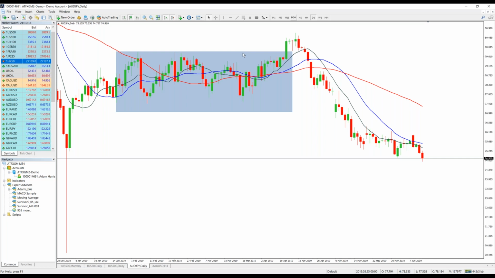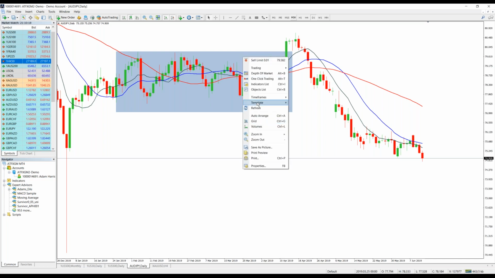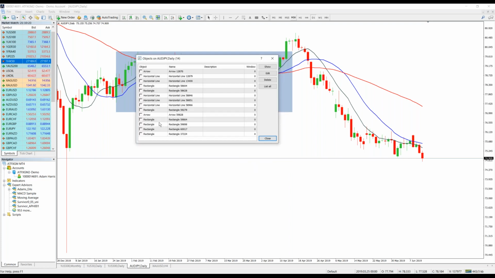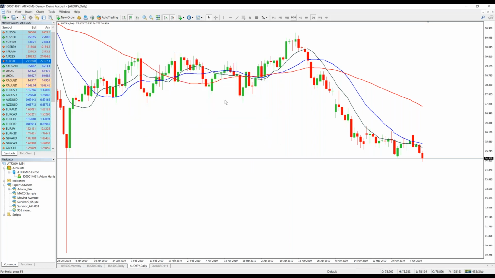Now, in addition to this, one of the things that I'm going to be doing as well is just looking predominantly at the daily as a starting point. Okay, so what does that mean? It means that for the most part, the daily is a great indicator of the trend.